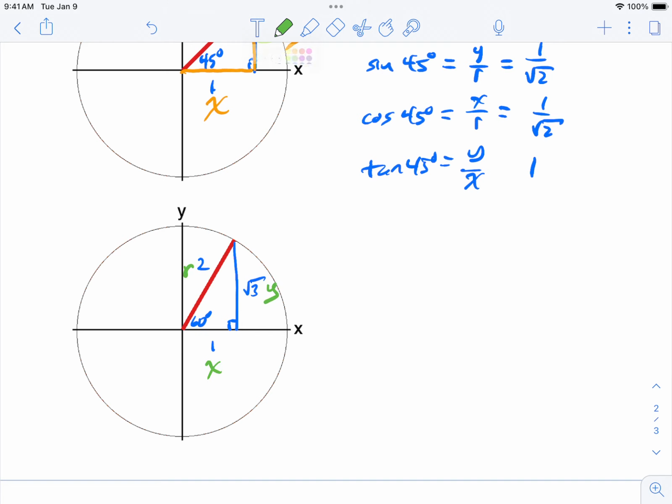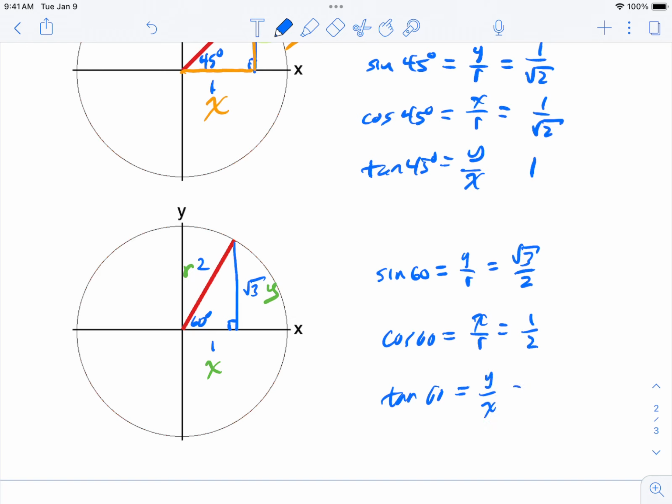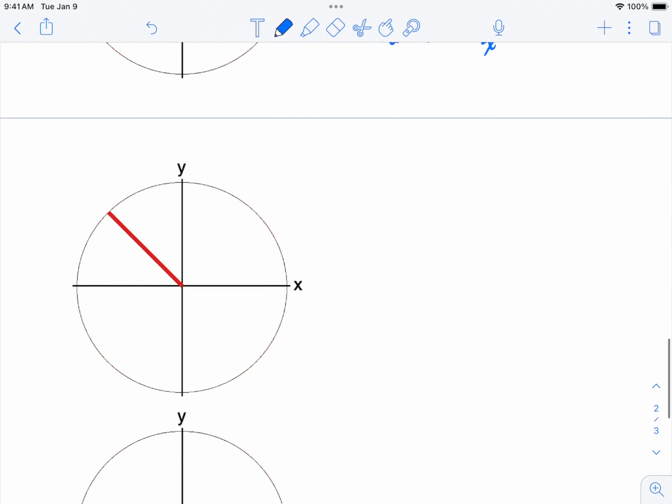and so I can define my trig functions quite quickly. The sine of 60 is y over r, which is root 3 over 2. The cosine of 60 is x over r, which is 1 over 2. And the tangent of 60 is y over x, which is root 3 over 1, which is root 3. Okay, cool. Let's get out of the first quadrant.